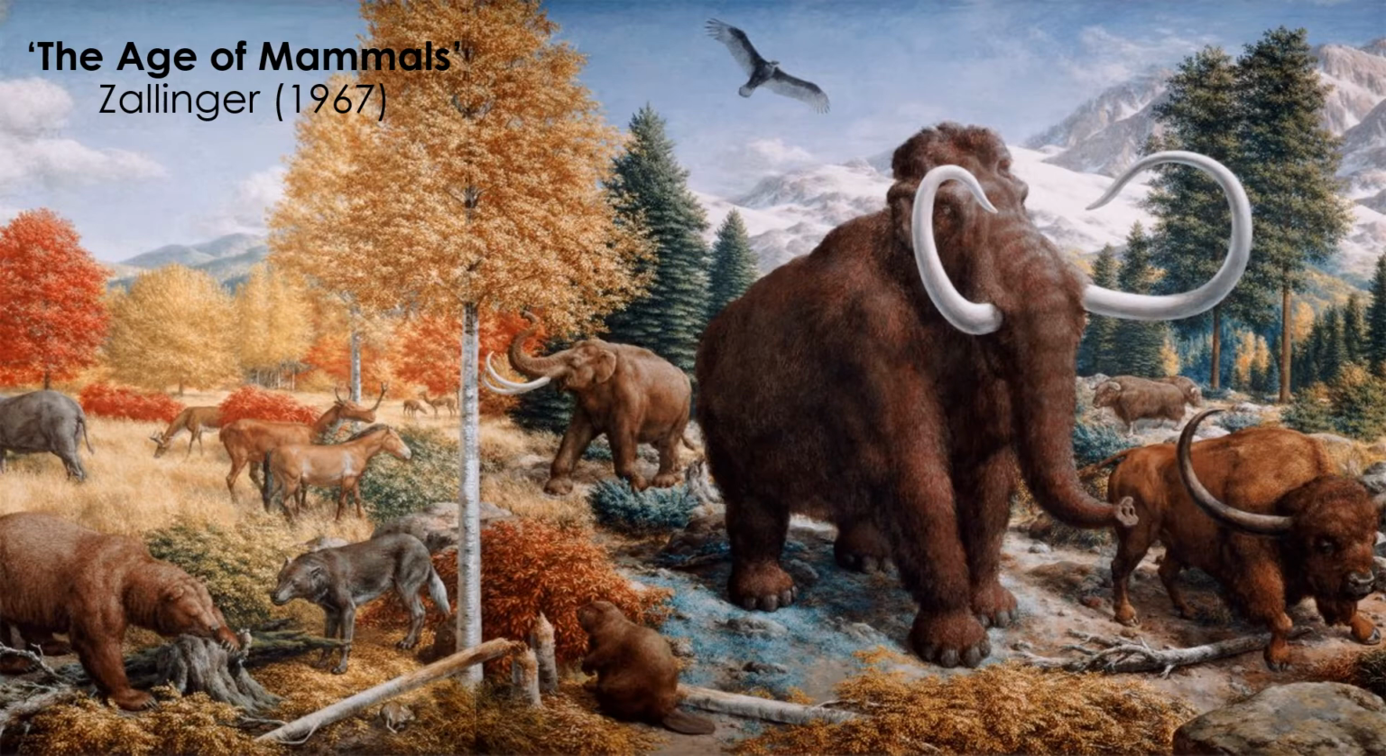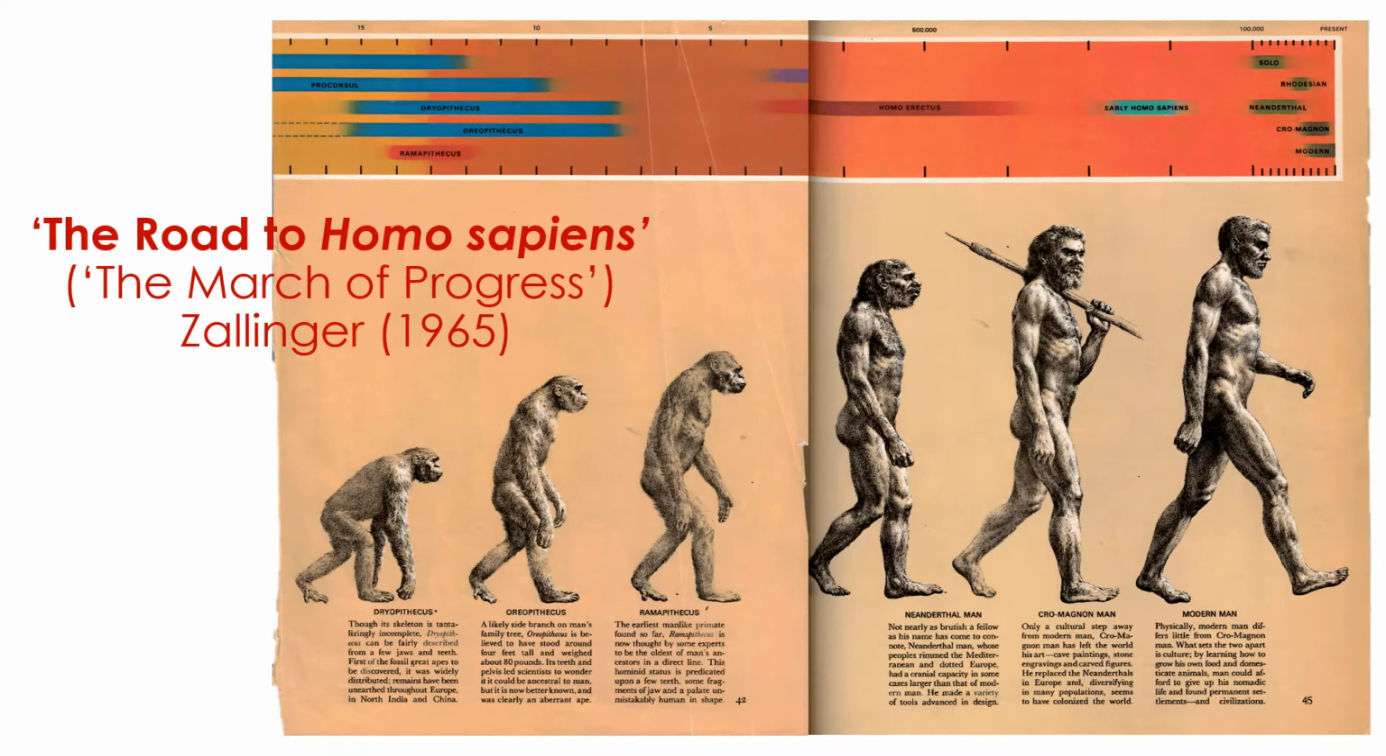Zallinger would go on to produce other great paintings and murals, which have had a long-lasting impact on our understanding of Earth and life through time. But the most famous is probably The Road to Homo sapiens, which he created for the Time Life Company in 1965 for a special book on early man, which was being produced as part of their Life Nature Library series.